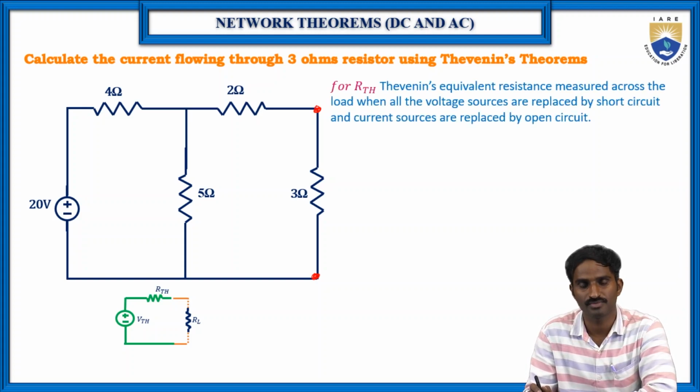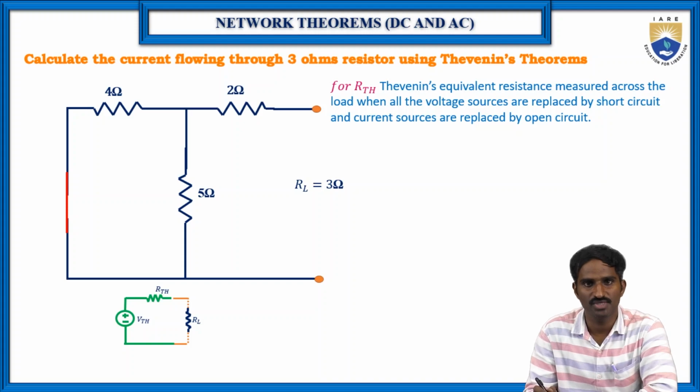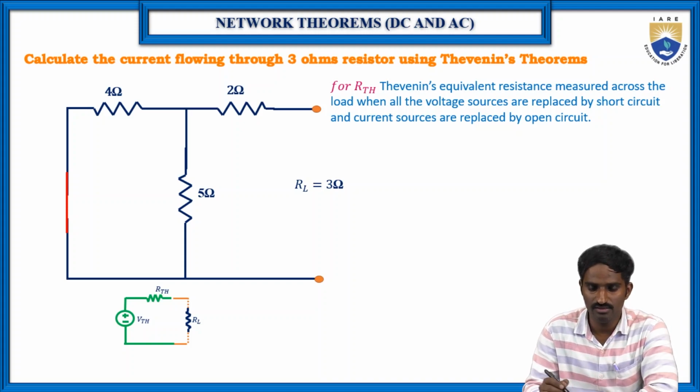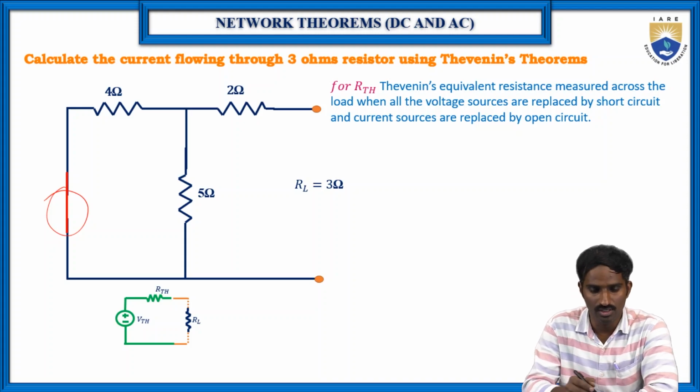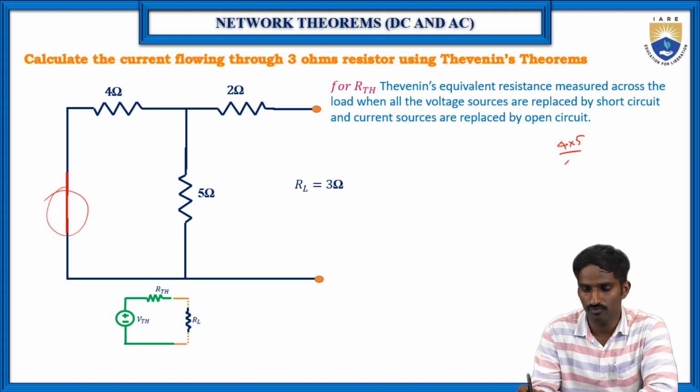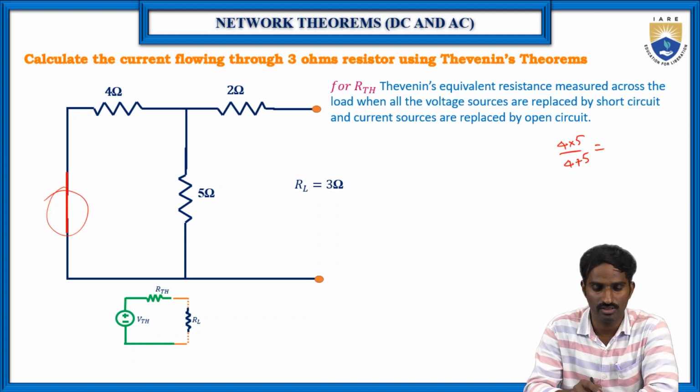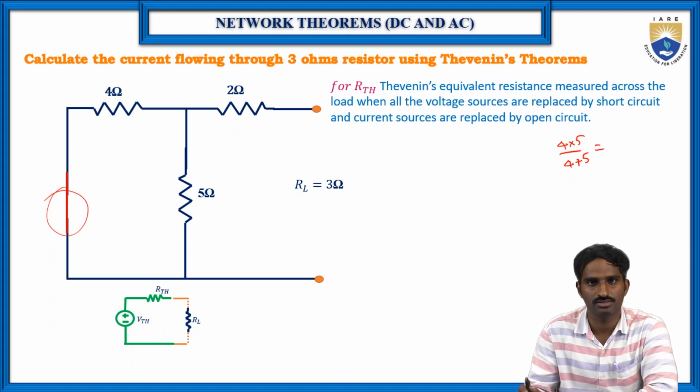Let us see. Here you can see in this circuit, we are finding the R Thevenin across the load terminals, and we have replaced the voltage source with a short circuit. Now find the equivalent resistance between these two terminals. Here, as you can see, 4 and 5 ohms are in parallel. Then 4 into 5 by 4 plus 5. So we can replace them with the equivalent resistance of this combination.